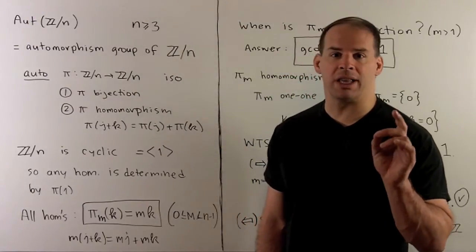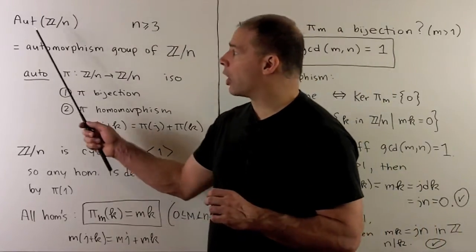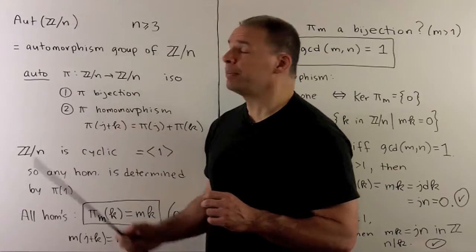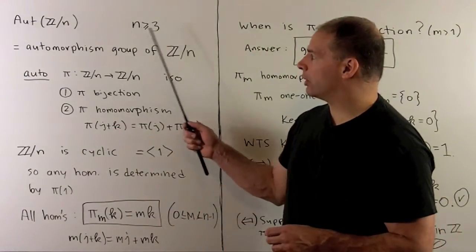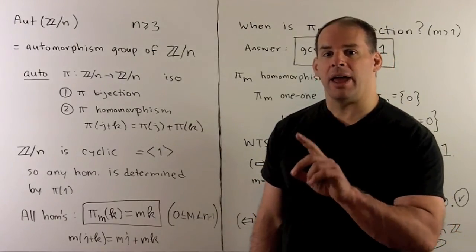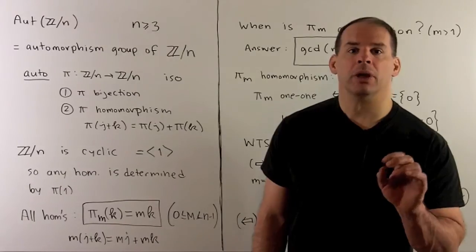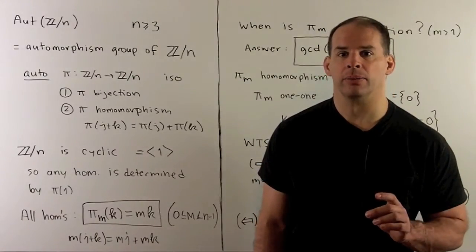Here's another interesting class of automorphism groups. We have the automorphism group for Z mod n, the modular integers with n elements, where n is greater than or equal to 3. If n is equal to 1 or 2, the automorphism group is trivial, so we'll set that aside.